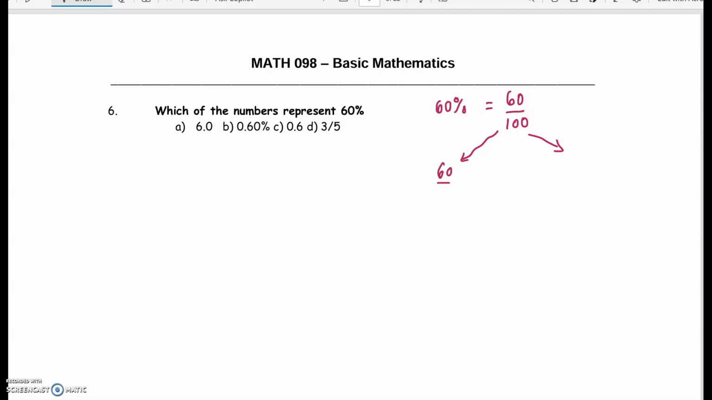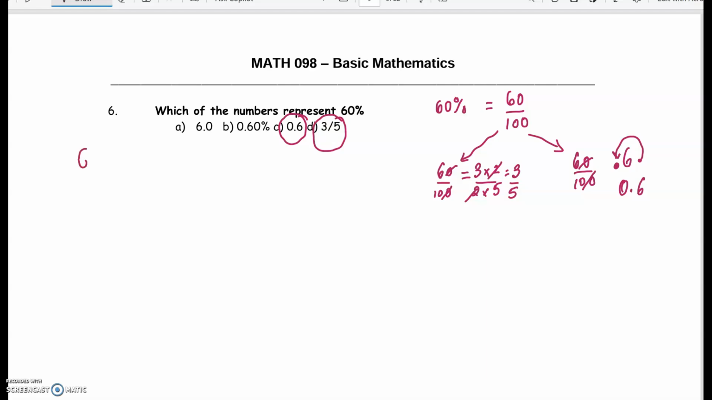60 over 100, if I want to write it as a fraction, I cancel the zeros, which is like canceling tens, and then 3 times 2 is 6, and 2 times 5 is 10. The 2's cancel, and if I convert 60% to a fraction, I get 3/5. Now if I convert 60% to a decimal, all I have to do is, if I cancel the zeros, shift the decimal point, which is here right now, to the left, because it's division, by 1 place value. So it's equal to 0.6. So converting 60% to a decimal gives us 0.6.